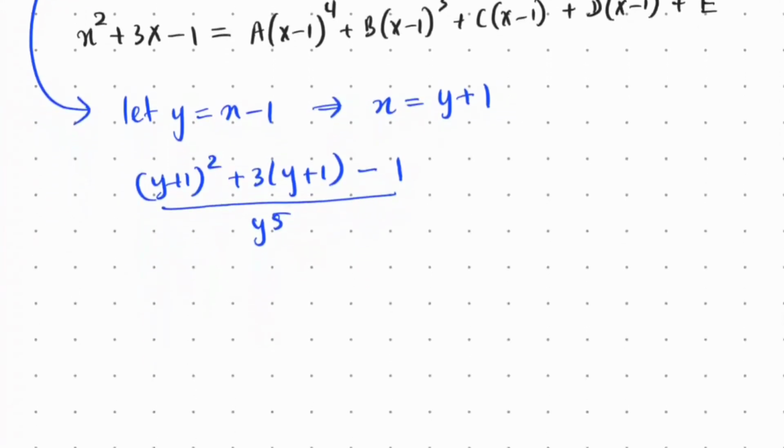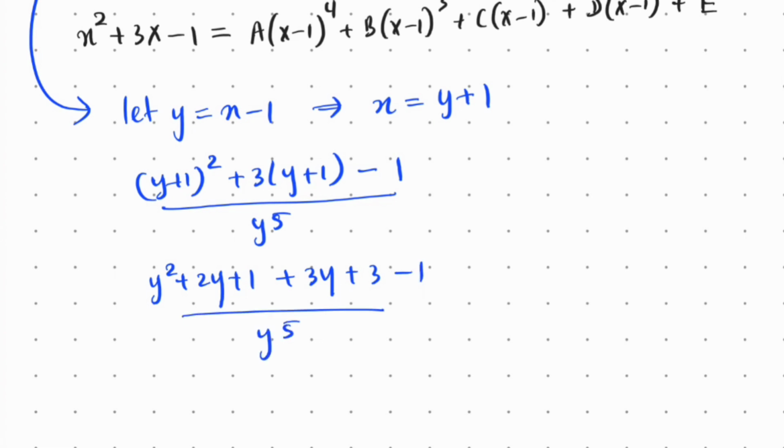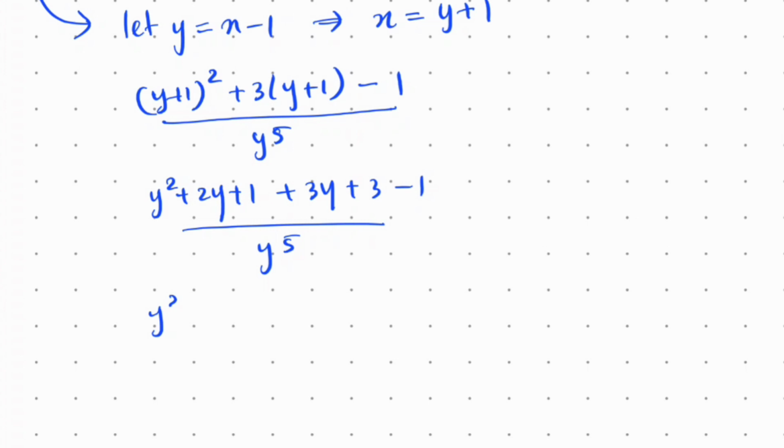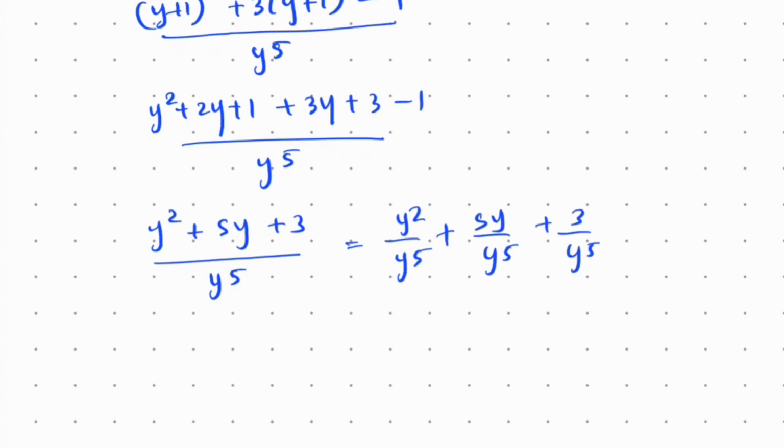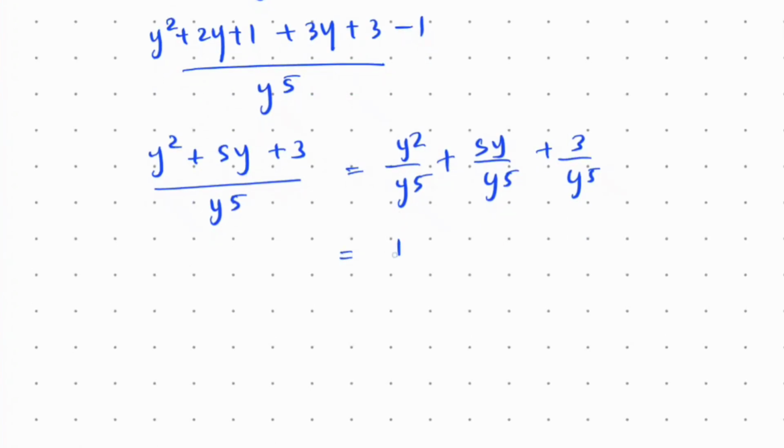Now if I expand the numerator's terms, this is y squared + 2y + 1 + 3y + 3 - 1 divided by y to the power 5, and this is going to give us (y squared + 5y + 3) divided by y to the power 5. Now if I separately divide, look what happens. I get y squared over y to the power 5, 5y over y to the power 5, 3 over y to the power 5, which is going to be 1 over y cubed, 5 over y to the power 4, plus 3 over y to the power 5.